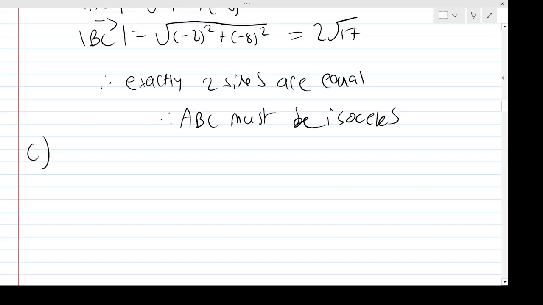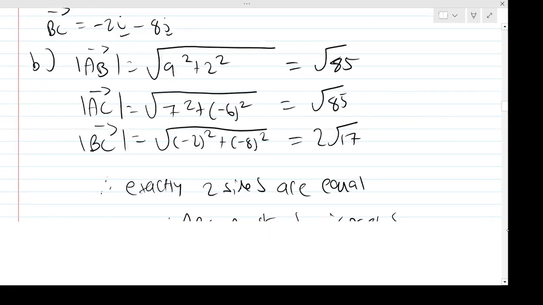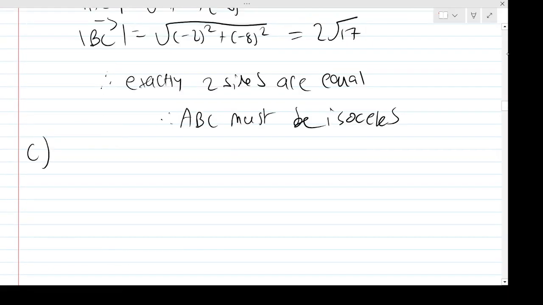Okay, part C. We then need to show that cos of the angle ABC, so the angle at B, because B is the middle, the angle theta then, is 1 over root 5. Now, we know the lengths then. If I add on the lengths that I know, AB is root 85, AC is root 85, and BC was 2 root 17.